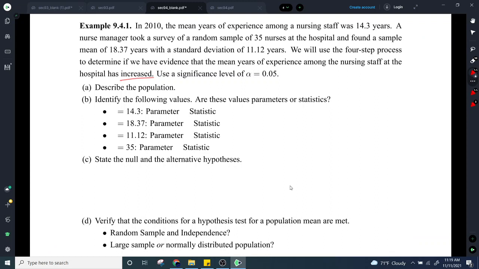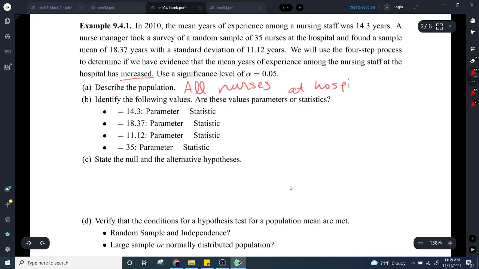So our population would be all nurses, right? So all nurses at the hospital. We took a sample of how many nurses? 35, but we want to use that to estimate the experience level for all nurses at the hospital. So 14.3 was what we were comparing to in 2010. So that's going to be mu naught, and that would be a parameter.